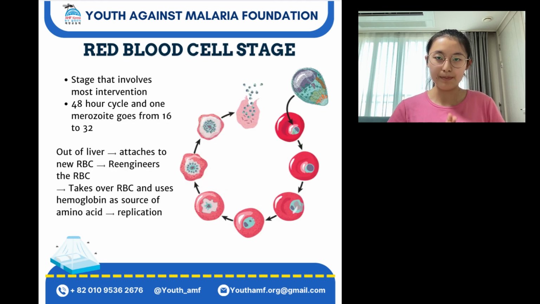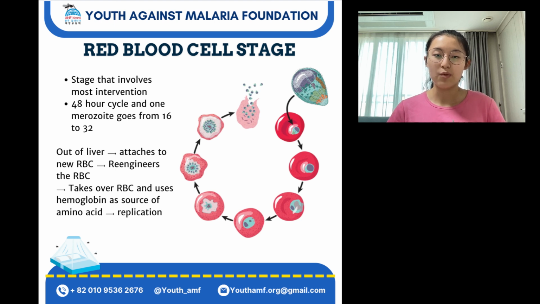Right, so this is the red blood cell stage within the malaria parasite life cycle, and this is probably the most dangerous and the most symptom-causing stage of the life cycle. It is the stage that involves the most intervention methods as of today, and it's a 48-hour cycle, and one merozoite essentially goes from 16 to 32. So it multiplies really rapidly.